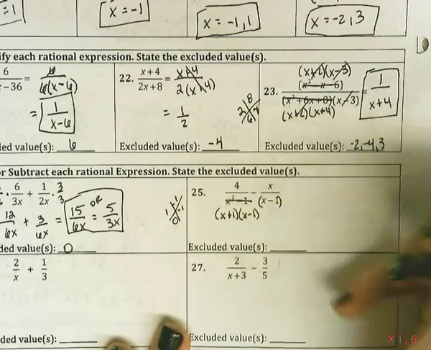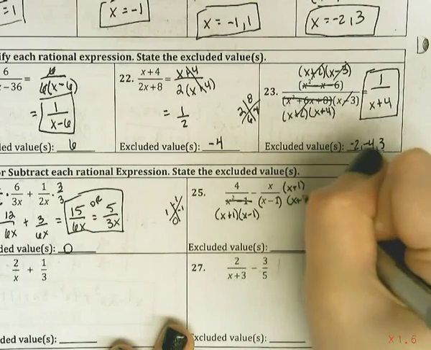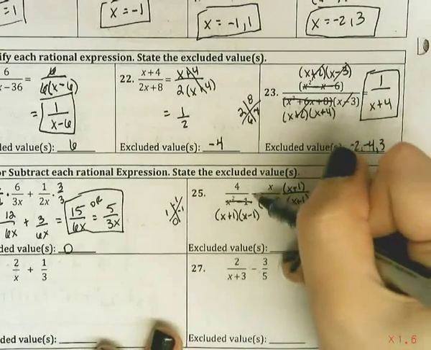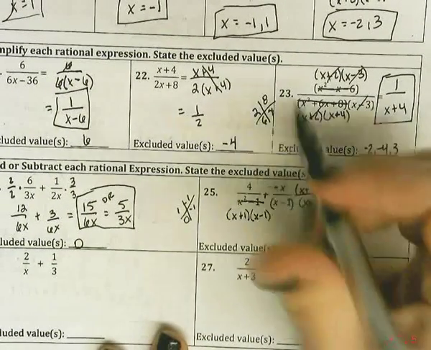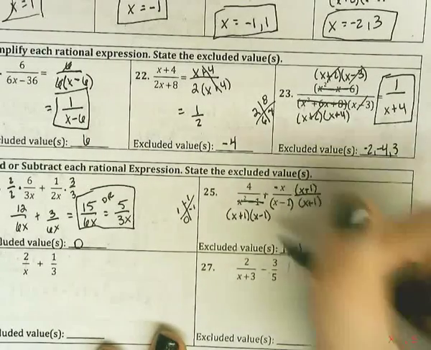Now, this side has x plus 1 and x minus 1. This one only has x minus 1. I'm going to give this side x plus 1. If I give the bottom, I have to also give the top. Now something to remember, when we subtract, we're adding a negative. Okay, excluded values, I'm looking at x plus 1, x minus 1, so 1 and negative 1, the opposites of those.